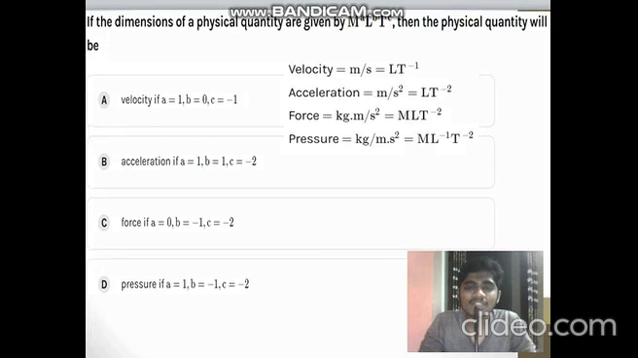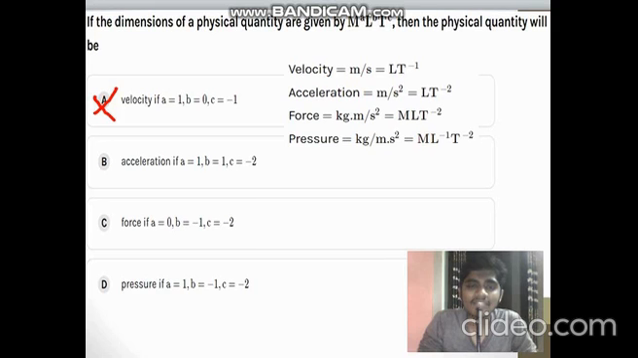If the dimensions of a physical quantity are given by M^a L^b T^c, then the physical quantity will be velocity if a = 1, b = 0, c = -1. Let's check it. If a = 1, then M becomes M, and b = 0, so L disappears. T^c is T to the power minus 1, giving M T^-1, and that's not the dimensions of velocity. So we'll solve this by elimination method.